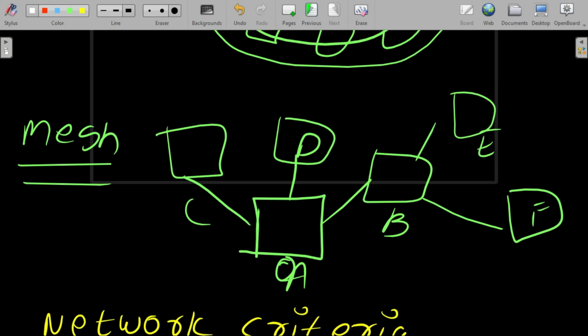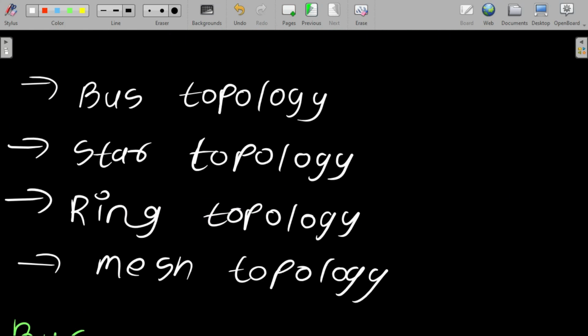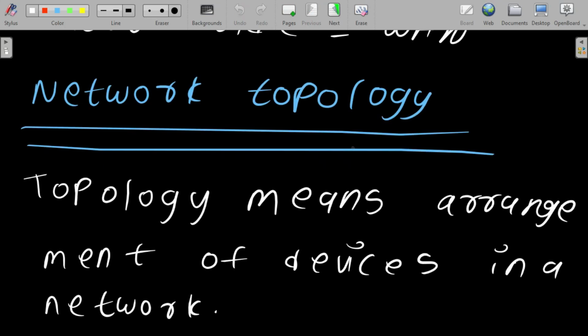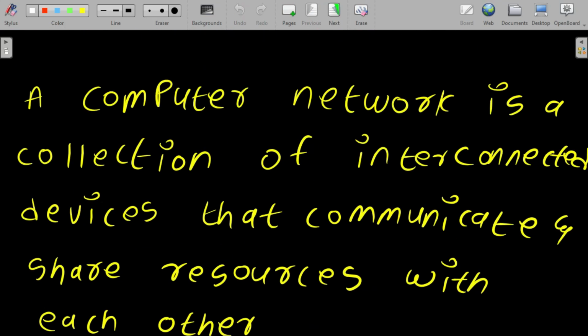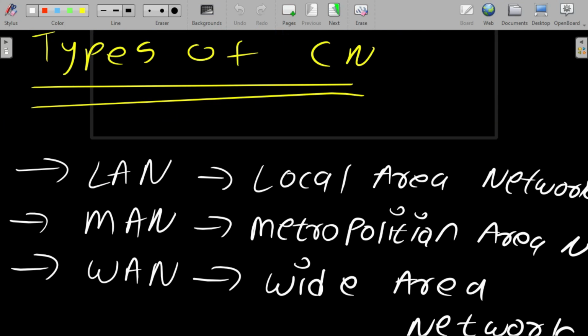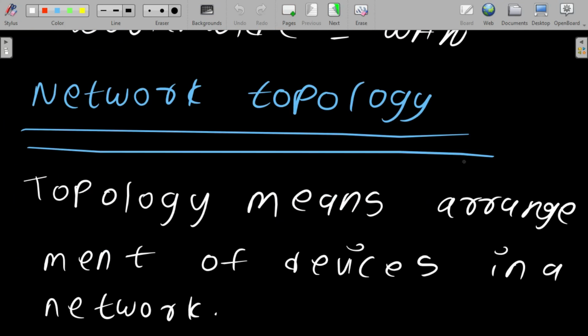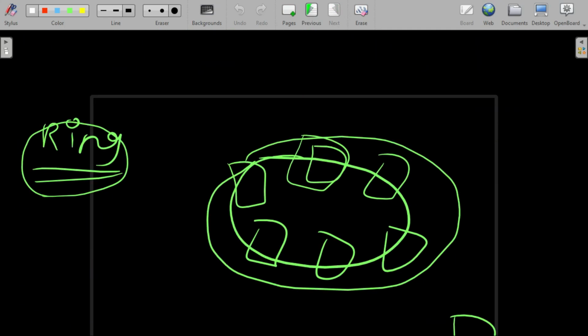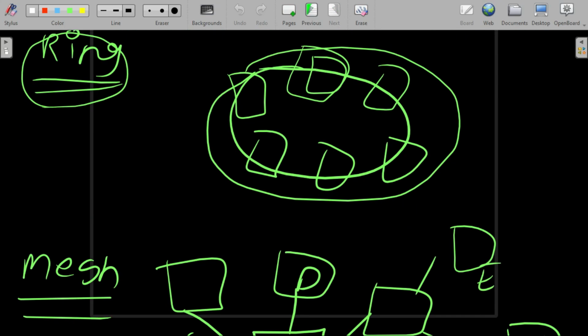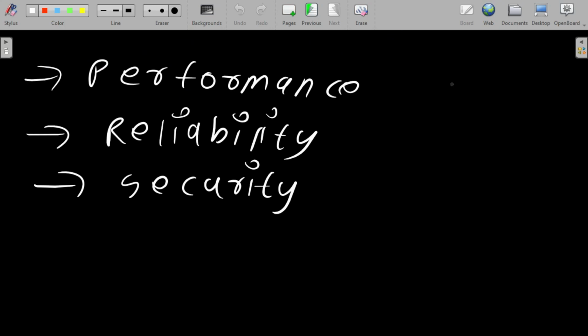So this is the basic introduction to computer networks. I hope I covered everything. We have covered computer networks and uses of computer networks, types of computer networks, network topology, and we have covered many types of topology: bus, star, ring, mesh, and network criteria.